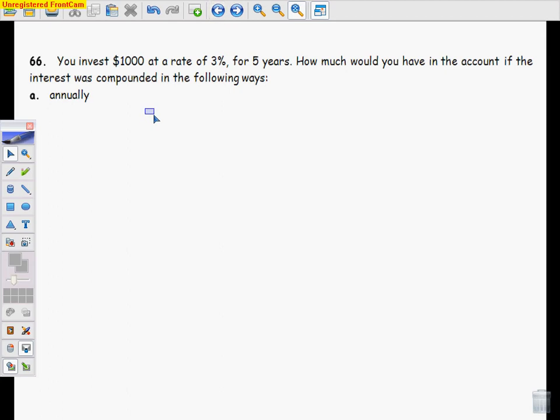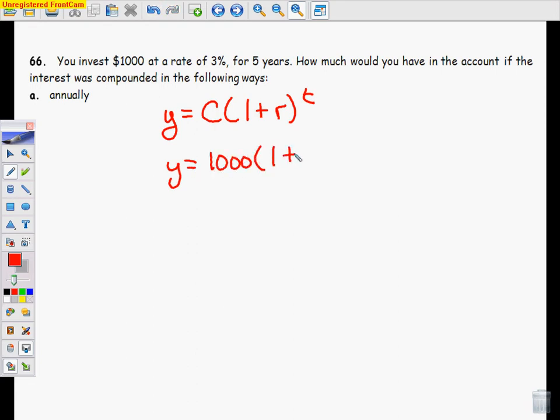So the formula for compound annual interest is y equals c(1 + r)^t, where c is the initial amount, r is the rate, usually given as a percentage, but it needs to be a decimal, and t is time. So here our initial amount was $1,000. Then 1 plus r is 0.03, raised to our time period. Our time period was 5 years. Okay? Now if we simplify that, that's 1,000 times 1.03 to the fifth.